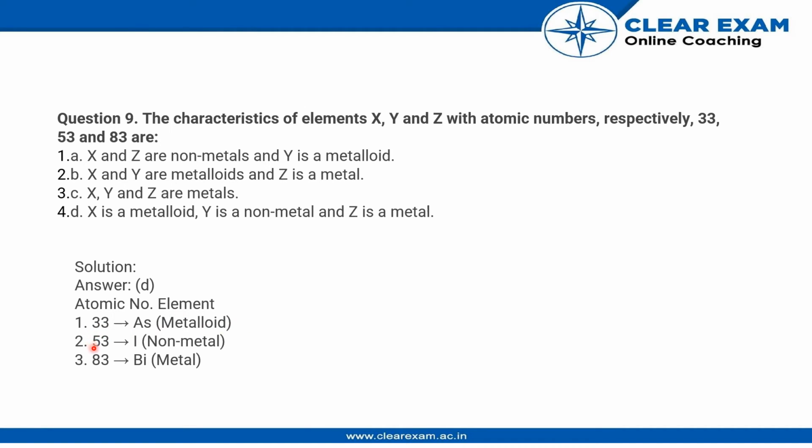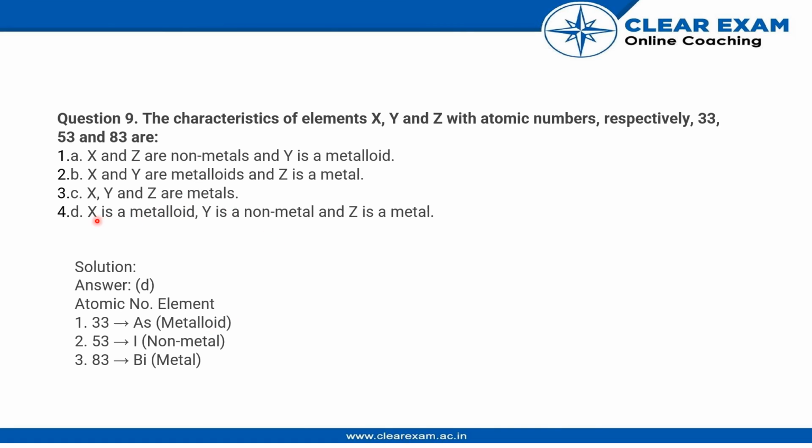Moving on we have Y, which is with atomic number 53. Therefore Y is iodine. Iodine is a non-metal, so therefore Y is a non-metal. Moving on we have atomic number 83. Therefore Z is bismuth, which is a metal. Therefore Z is a metal, Y is a non-metal and X is a metalloid.